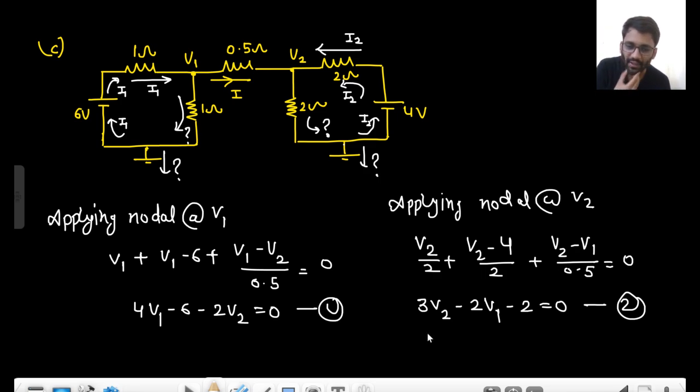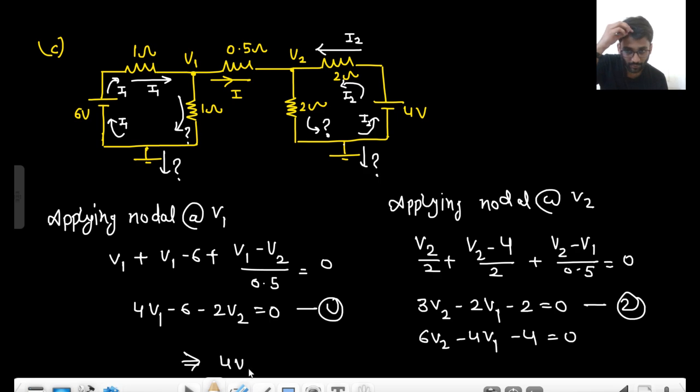Okay. So what I can write, 6V2 minus 4V1 minus 4 is equals to 0. So just add them up. Adding equation 1 and 3, what do you get? 4V2 minus 6 minus 4 minus 10 is equals to 0. So V2 value we get is 10 by 4, that is 2.5 volt. Okay. And V1 value we will get is 11 by 4.